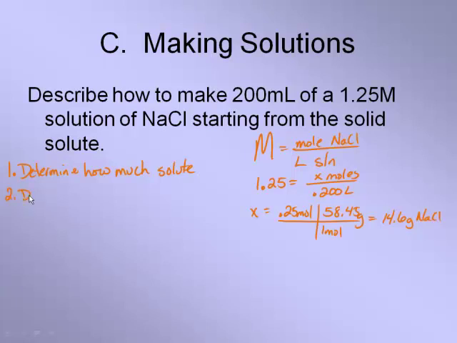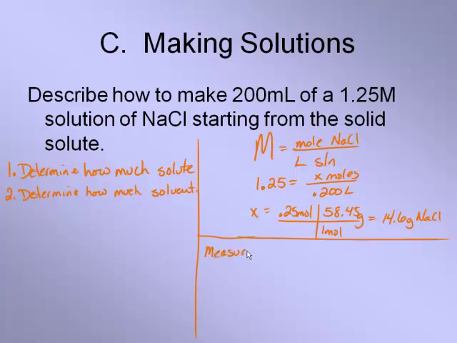Second thing is determine how much solvent. I'm going to kind of do this stepwise. Divide this into three things. Okay. Now I have determined how much solute. So what am I going to do? I'm going to measure 14.6 grams NaCl.